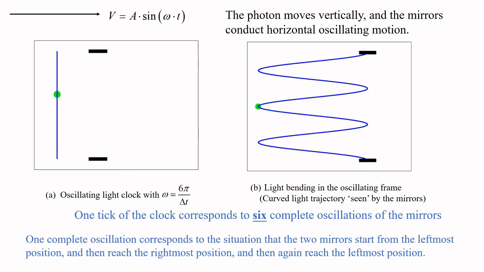This slide shows one tick of the clock corresponds to 6 complete oscillations of the mirrors. And video B here shows the curved light trajectory seen by the mirrors.